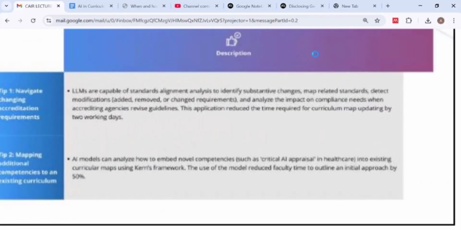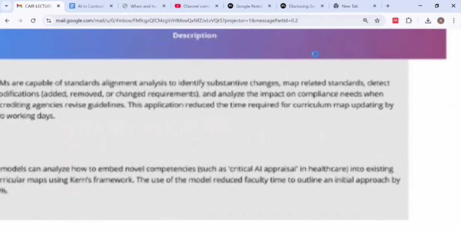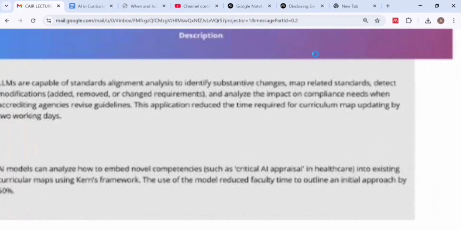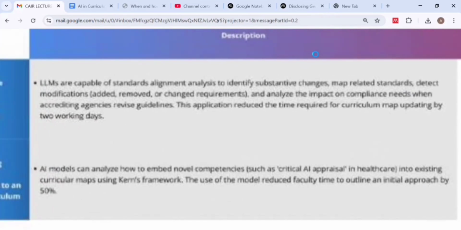LLMs are capable of standard alignment analysis to identify substantive changes, map related standards, detect modified, edited, removed, or changed requirements, and analyze the impact on compliance needs when accrediting agencies revise guidelines. This application reduces the time required for curriculum map updating by 2 working days.